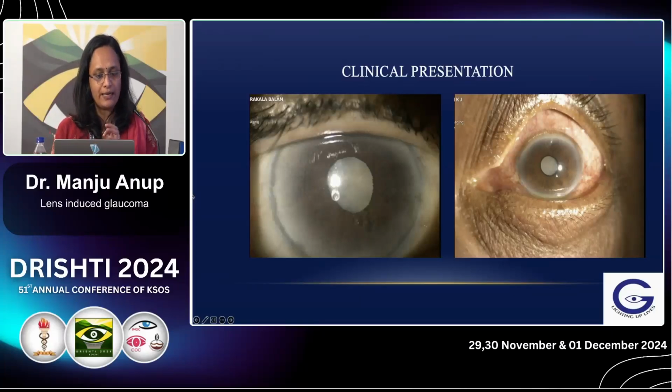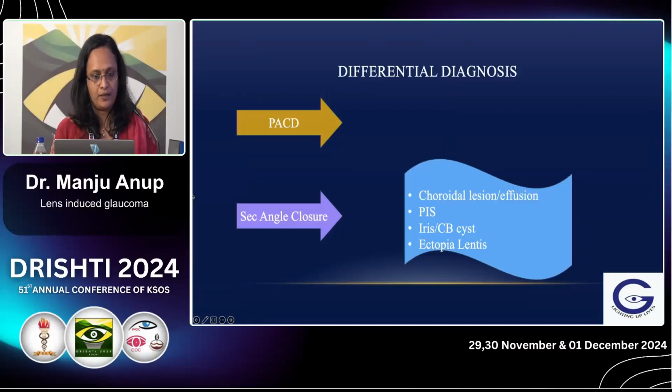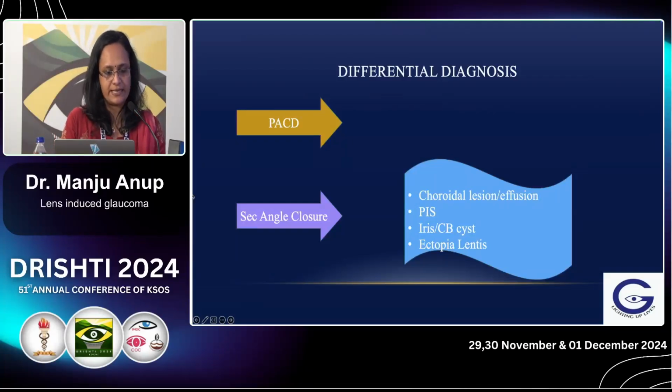If it is a chronic angle closure, you may not get the signs and symptoms of the acute attack, but the pressure will be very high with closed angles. So the first picture is an acute attack, and the second one is a chronic angle closure, phacomorphic glaucoma. The differentials you have to consider are primary angle closure disease and secondary angle closure, which may be due to choroidal lesion or effusion. Maybe you have to rule out a plateau iris, iris or ciliary body cyst, and ectopia lentis.